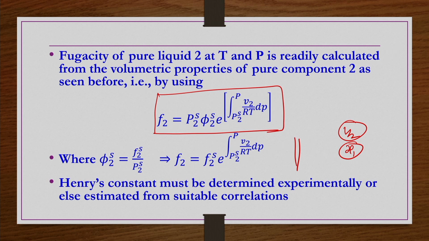Henry's constant must be determined experimentally or else estimated from a suitable correlation for a given system, obviously, because that is also one of the parameters. Without that one you cannot solve the problems. So, now we see a few example problems. Start with a simple example problem.